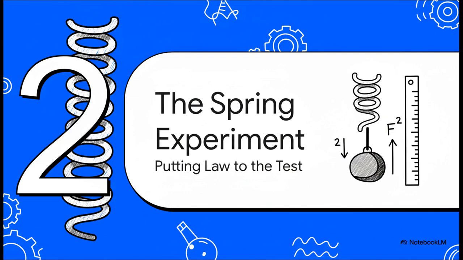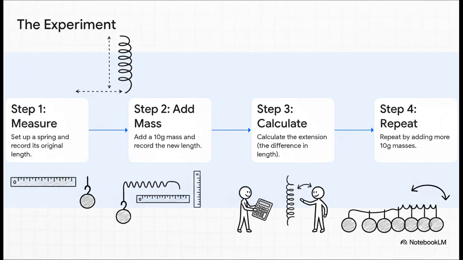But talk is cheap. How can we actually see this for ourselves? Let's put this law to the test with a really classic experiment. And the setup is really, really simple. You just hang a spring and you measure how long it is. Then you start adding some identical weights, one at a time. Every time you add a weight, you measure the new length, and then you figure out the extension. Just how much longer it got from where it started. It's a really straightforward process.